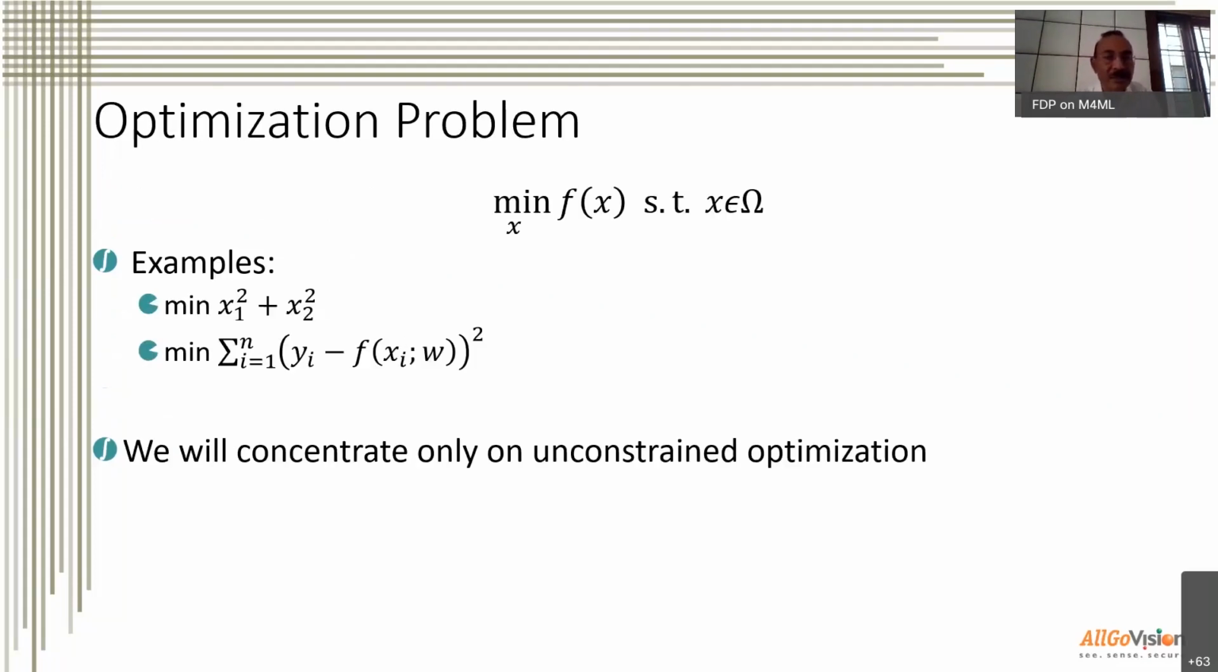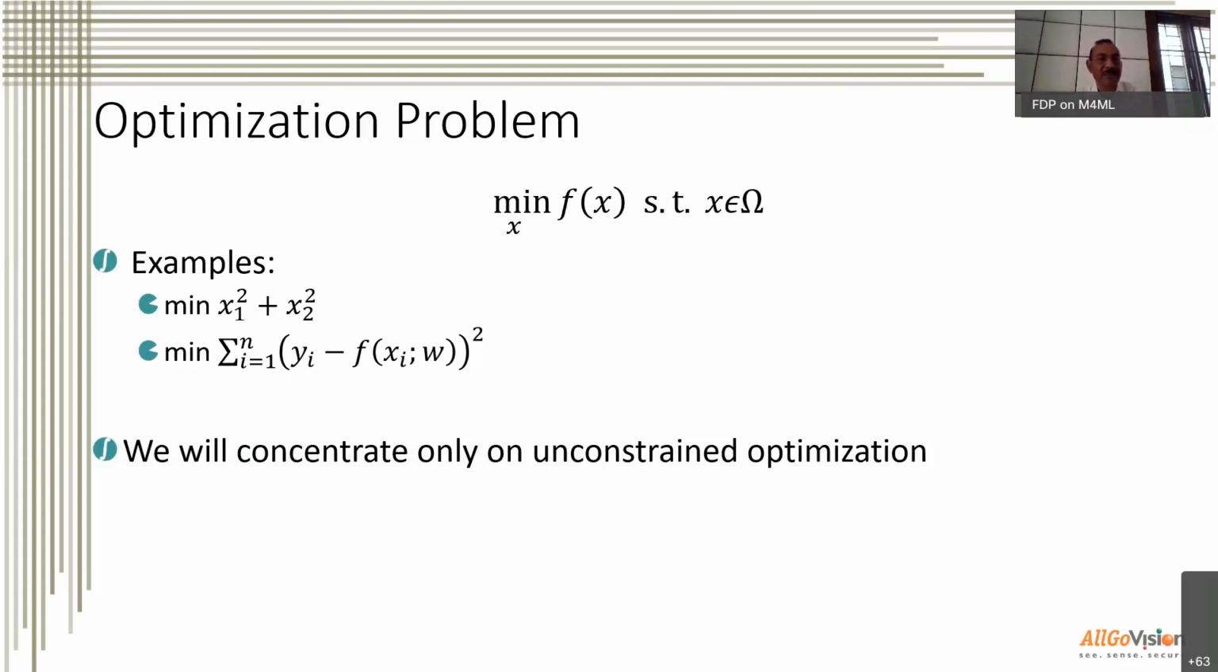So what's the optimization problem? You minimize some f of x over x, where x belongs to some set omega. That's the general optimization problem. We will, however, consider only the unconstrained problem. That means there is no constraint on x, and x can freely take any value. If it is an n-dimensional problem, then x is free to move anywhere in the space of coordinates R^n.